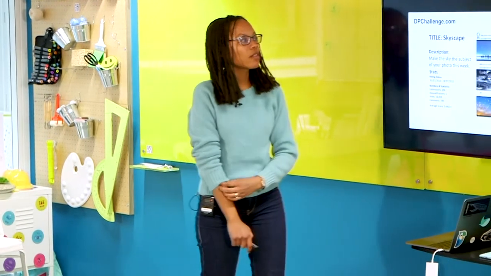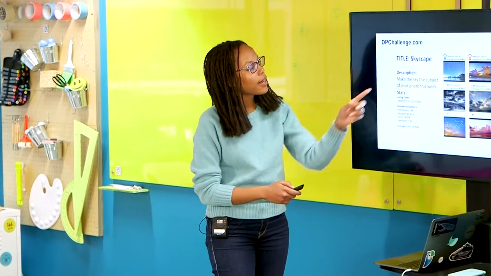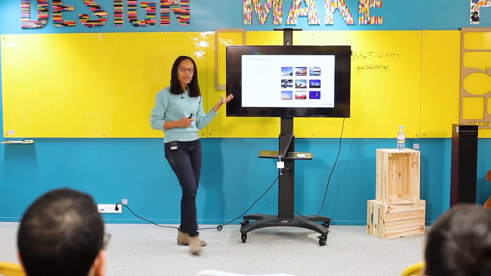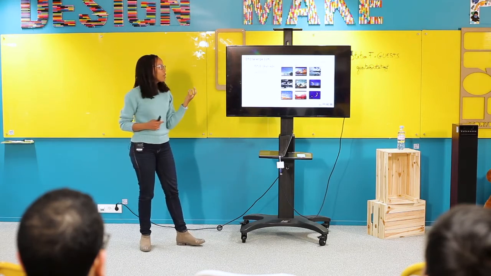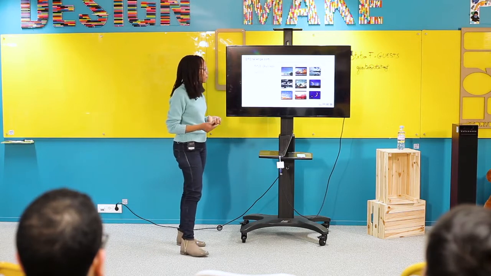So as I mentioned, DP Challenge is based around challenges. Here you see an example of one. The title is Skyscape, and the description of the challenge is: make the sky the subject of your photo this week. So the idea is for people to take pictures of skies. It has to be of the sky. And so that implies certain types of techniques or maybe some types of composition that you need to use to make this image beautiful, okay?